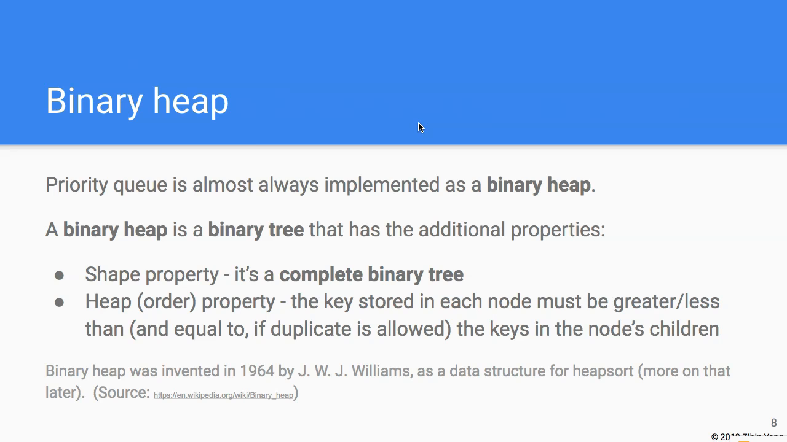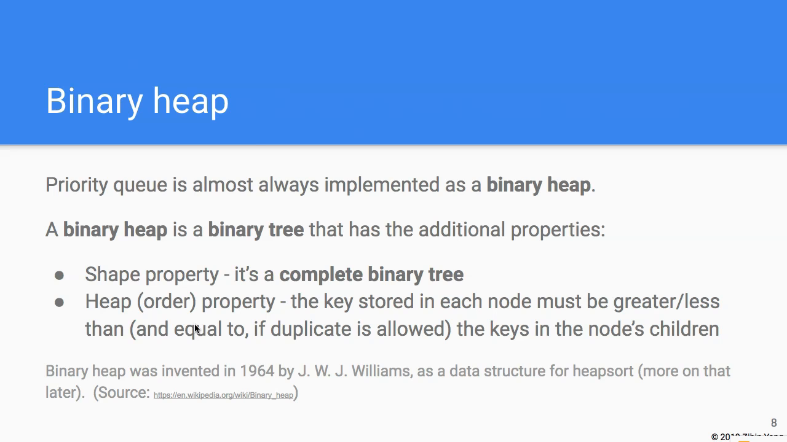So a binary heap is just a binary tree, but it has two additional properties. The first new property is called a shape property, that it's a complete binary tree, and I'll explain what a complete binary tree is in a moment. And then the second property is what's called a heap property. Your readings actually call it the heap order property.